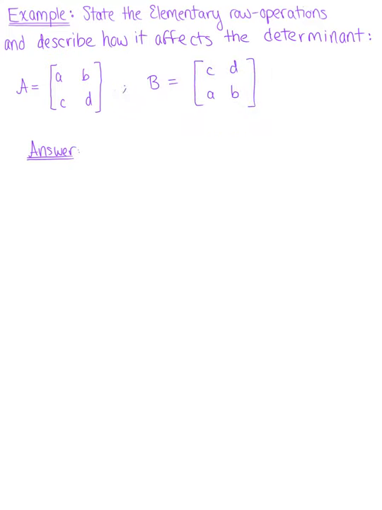State the elementary row operation and then describe how it affects the determinant. And so we're comparing the two 2x2 matrices A and B here. And the first thing we want to do is describe or identify that row operation. So describe the elementary row operation.